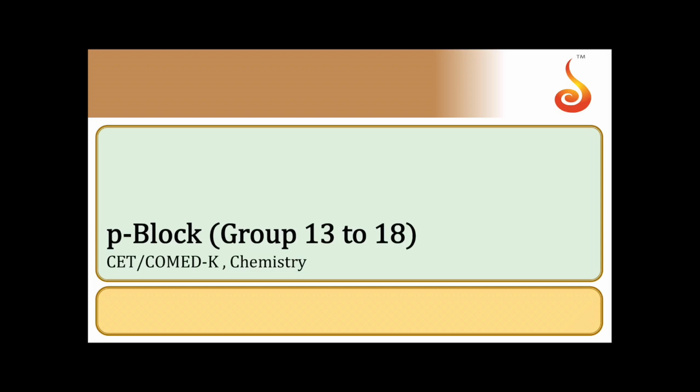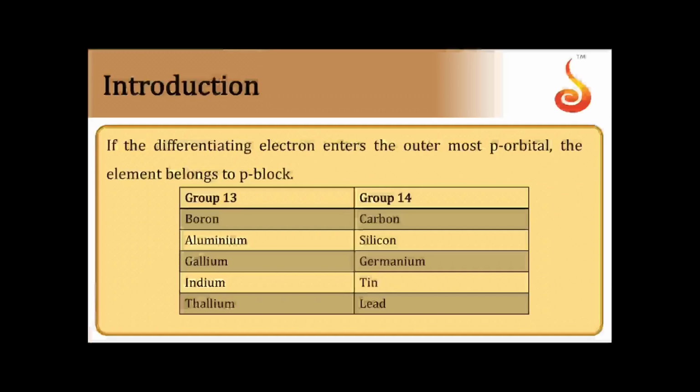Today we will discuss the properties of p block elements and their compounds. If the differentiating electron enters the outermost p orbital, then the element belongs to p block.